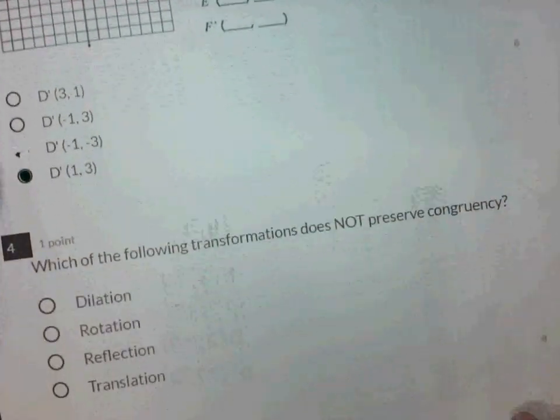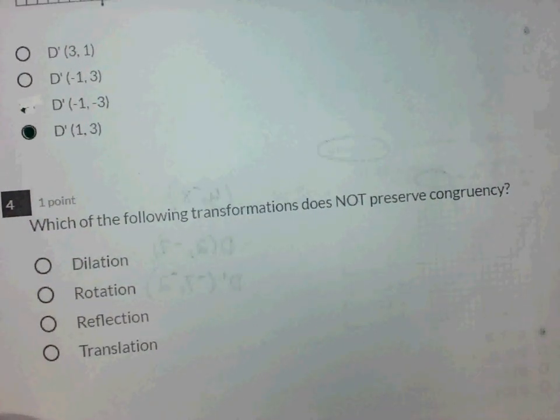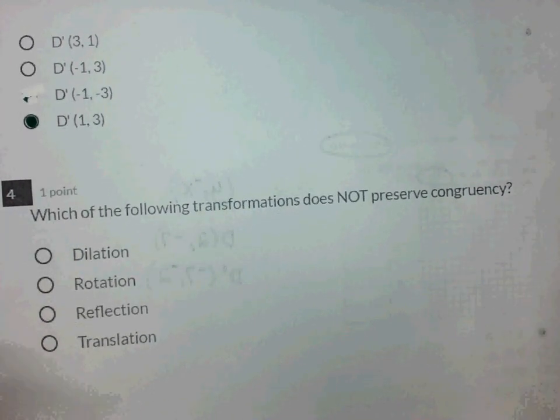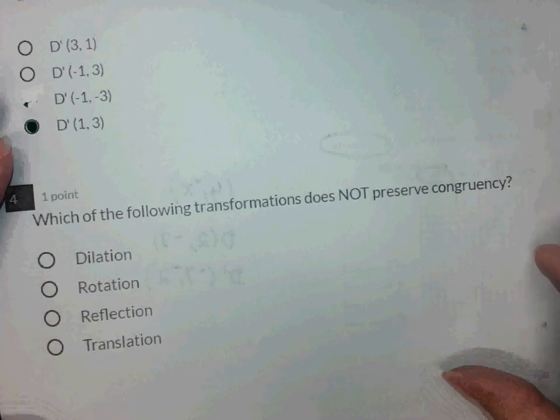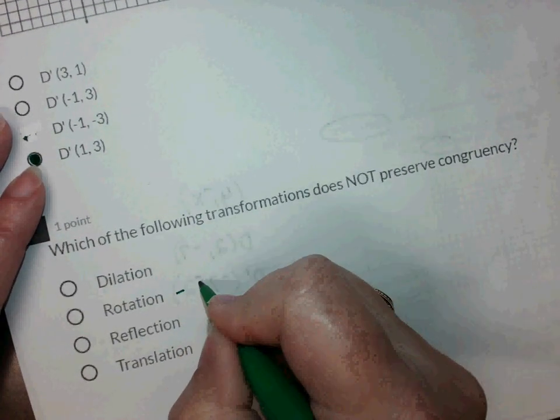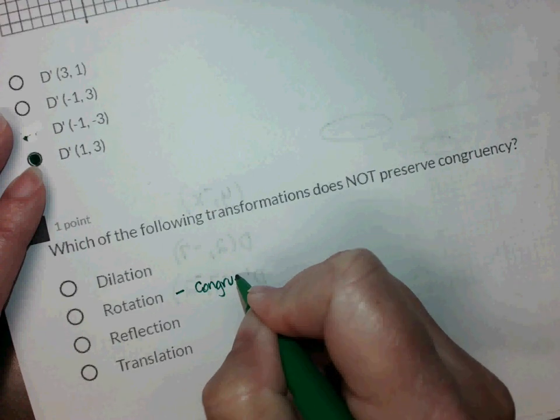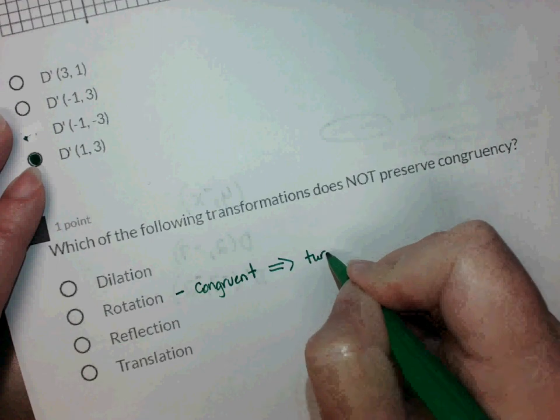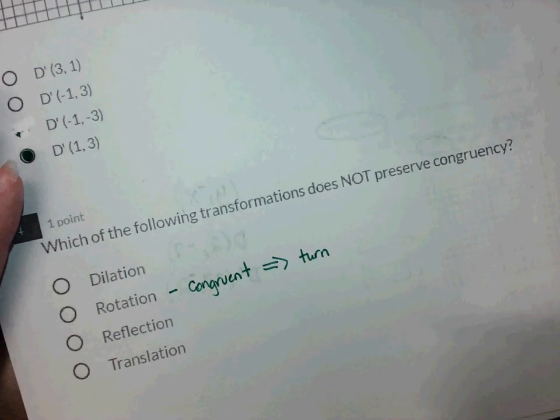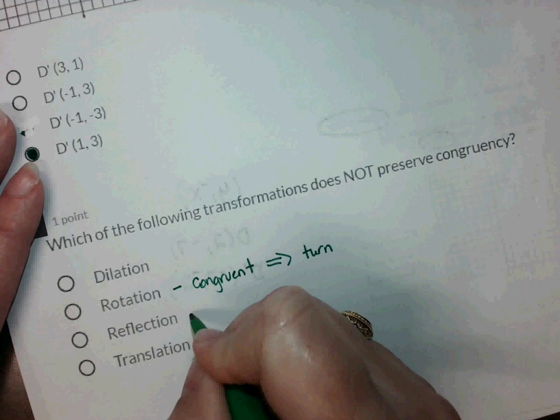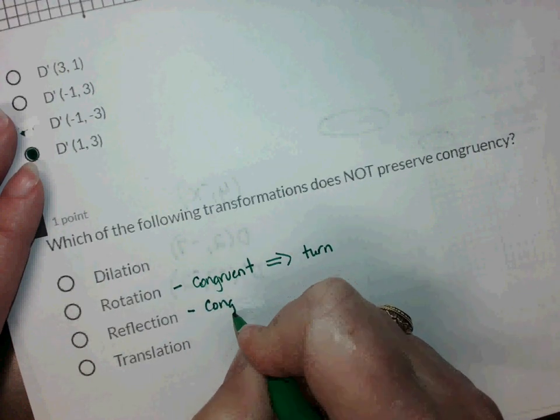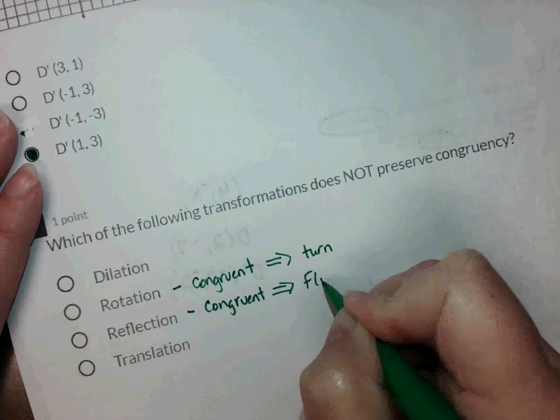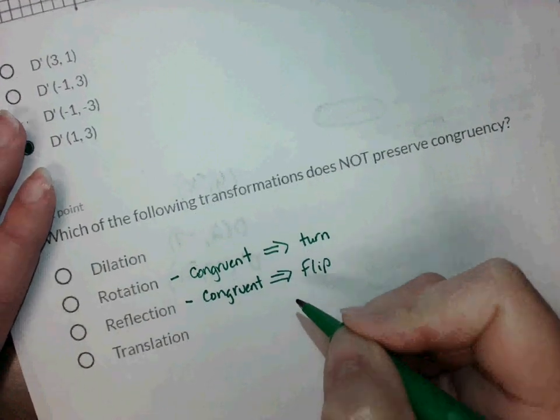Okay, sorry about that. Number 4, which of the following transformations does not preserve congruency? We have talked about this over and over and over again. We said that a rotation is congruent, right? A rotation is simply a turn. So you turn the figure, but it doesn't change size or shape. A reflection is congruent. A reflection is simply a flip. So you flip the figure, but it doesn't change shape or size.